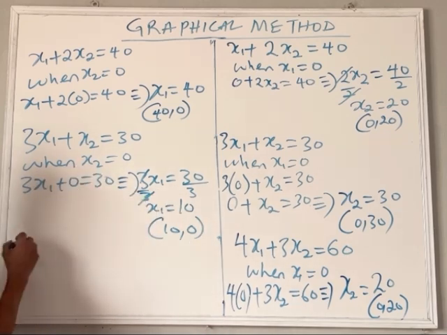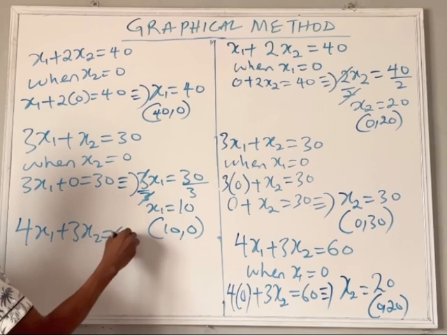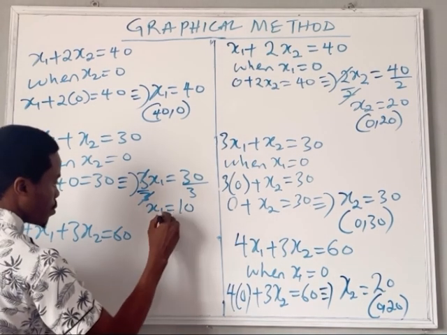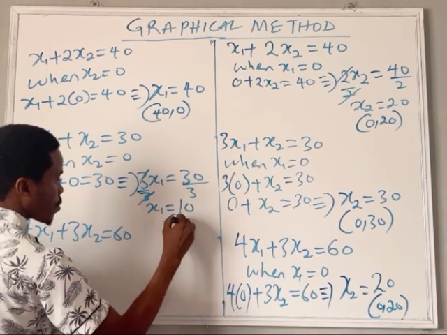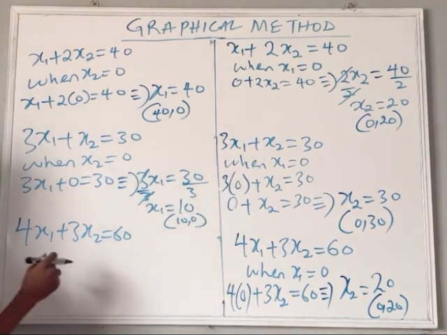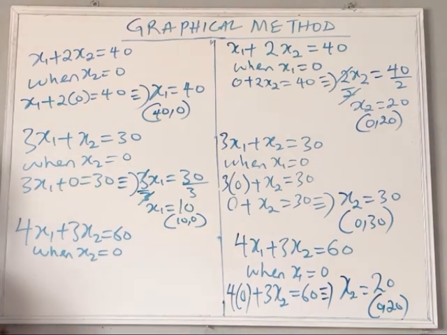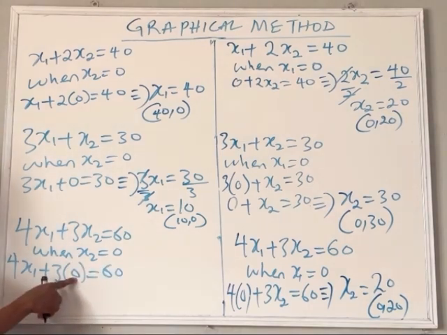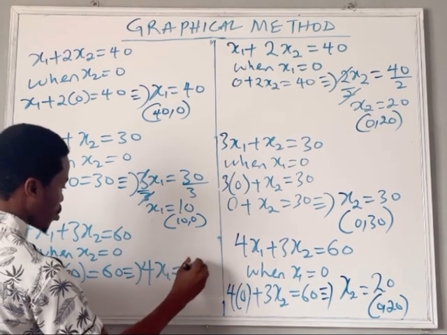So your last constraint is what? 4x1 plus 3s2 is equal to 60. So when s2 is equal to 0, whenever you say s2 put 0, you are going to have 4x1 plus 3 times 0 is equal to 60. If you multiply this by this, you are going to get 0. We now have 4x1 is equal to 60.